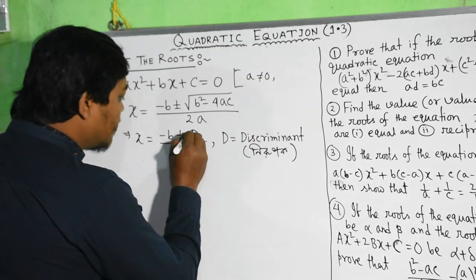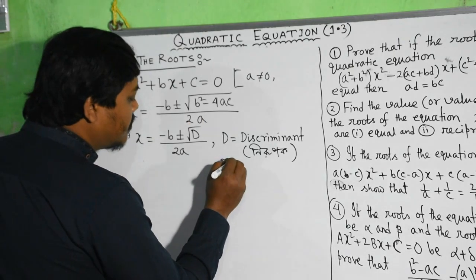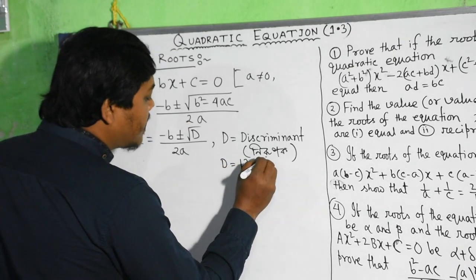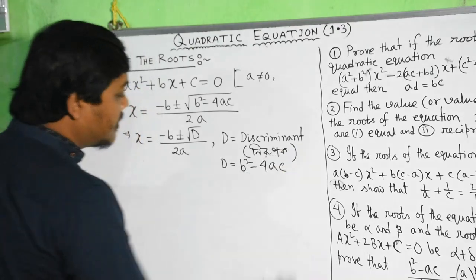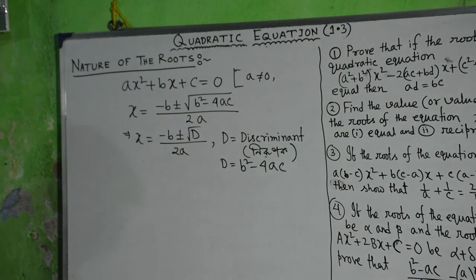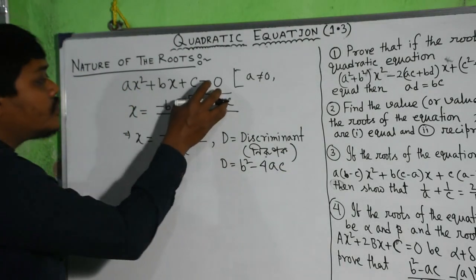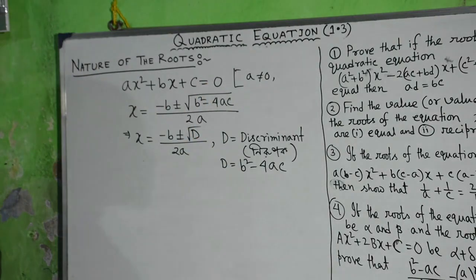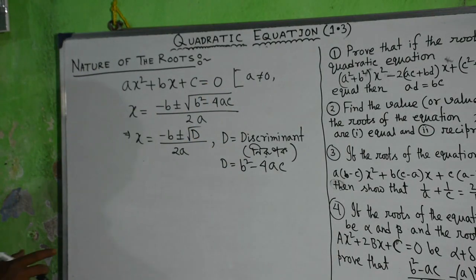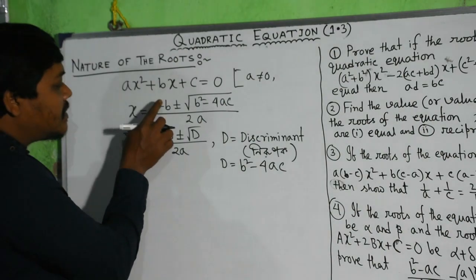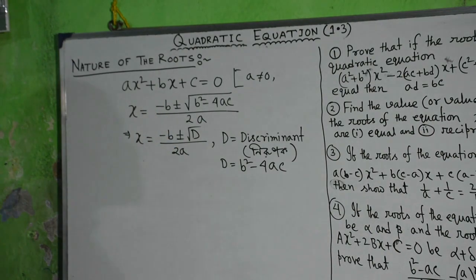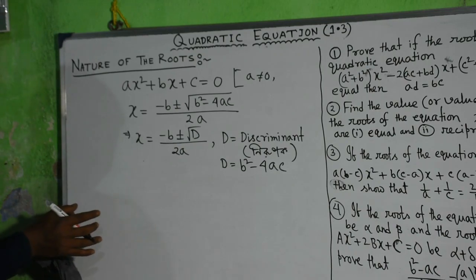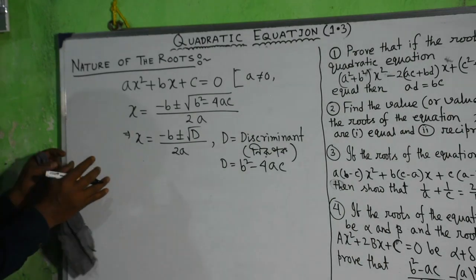What is D? D equals b square minus 4ac. And you see that if D equals 0, that means b square minus 4ac equals 0, you will get x equals minus b by 2a. So in this case the roots are equal. I am writing step by step.